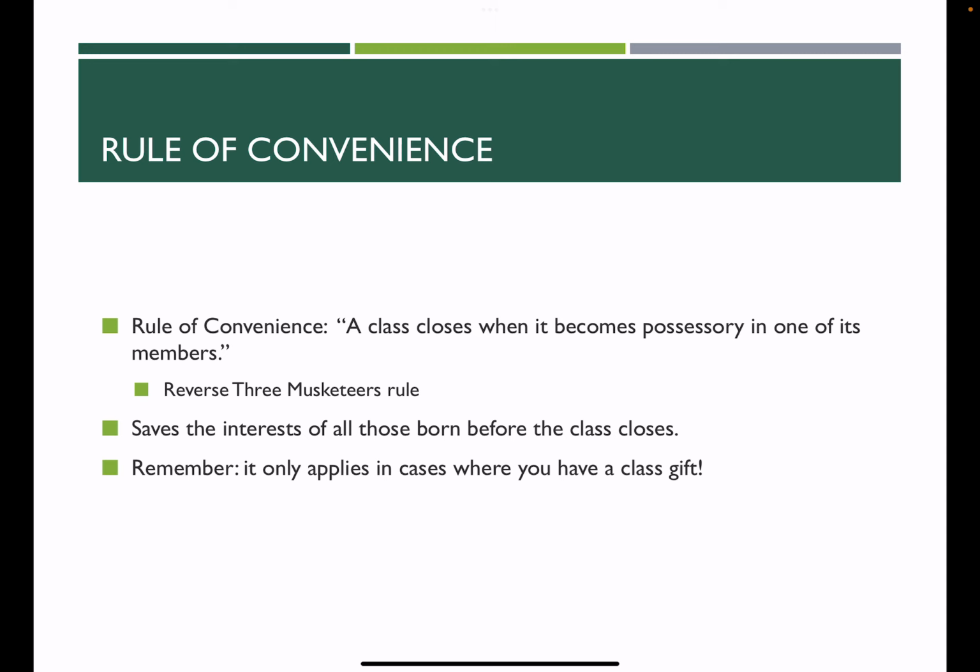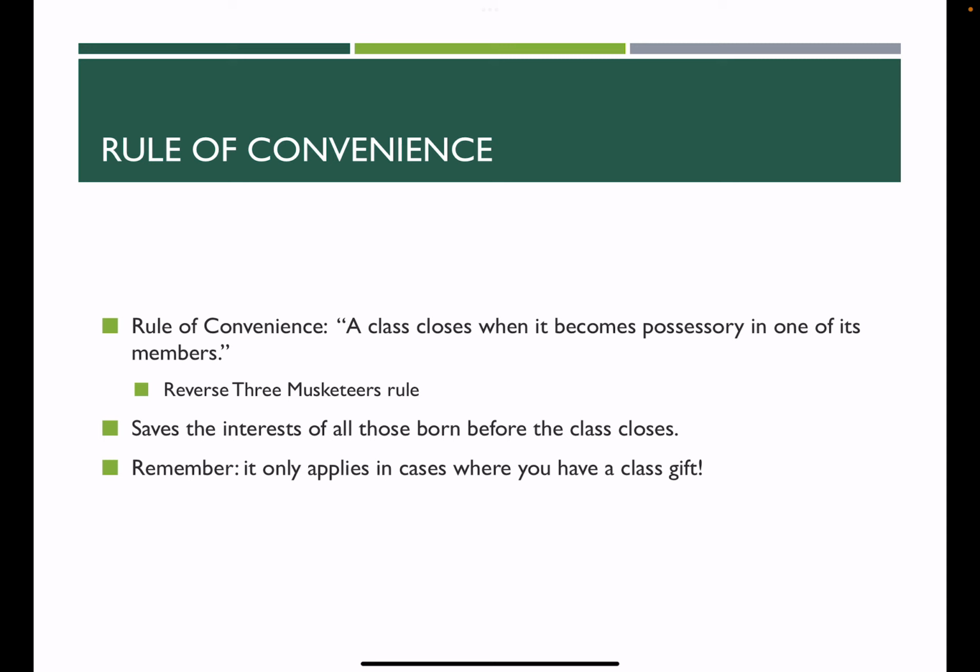So normally all of the interests would be invalid. We apply the rule of convenience, save some interests, and give up some. Remember that when you have a rule of convenience issue, it saves the interest of all those born before the class closes, and pay really close attention to the language in the conveyance. So if there is a validating life, then the class closes upon the death of that validating life, and every class member alive at the time has a qualified future interest.